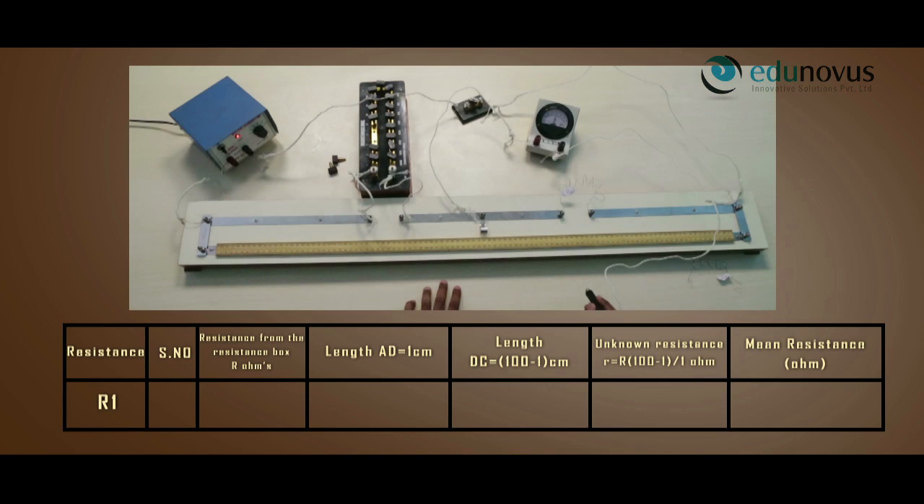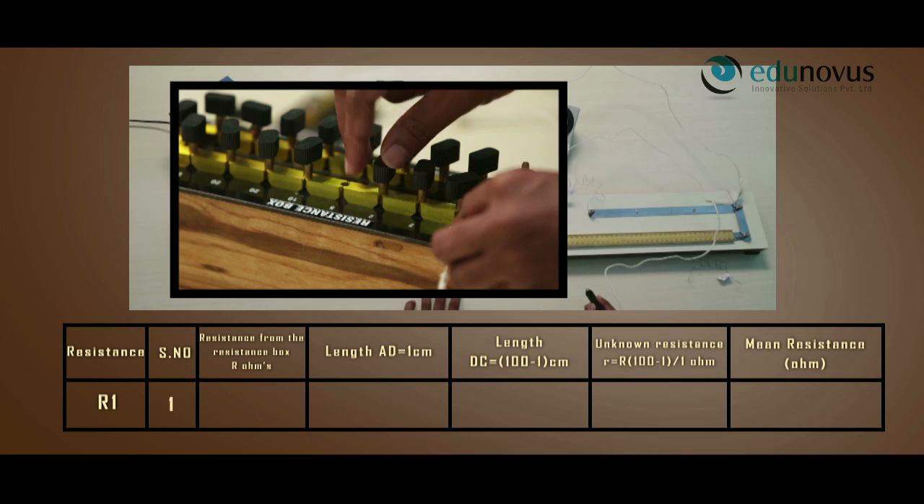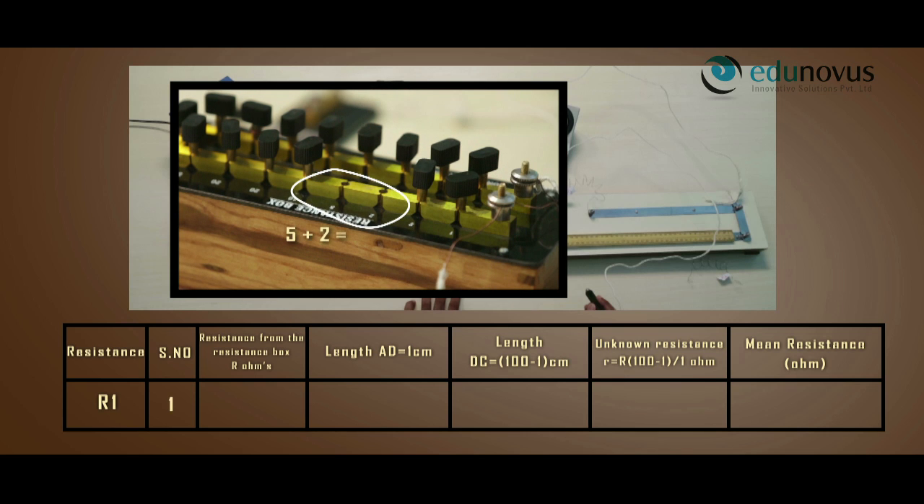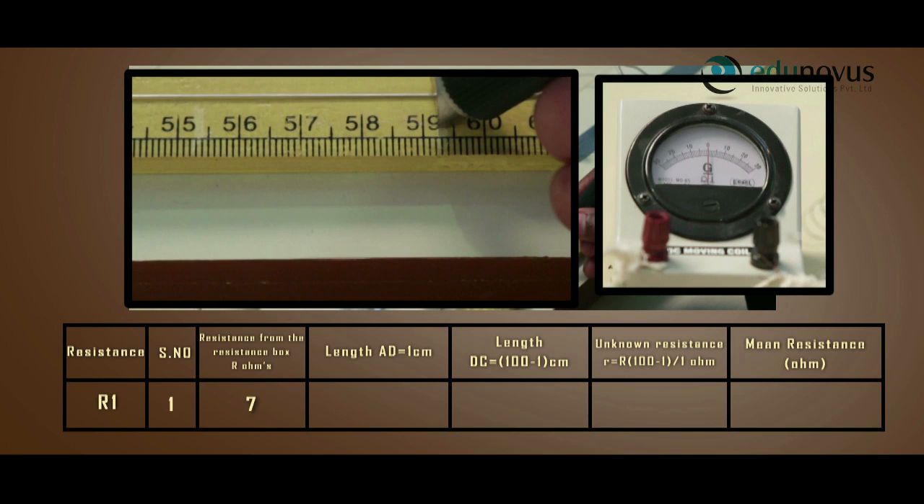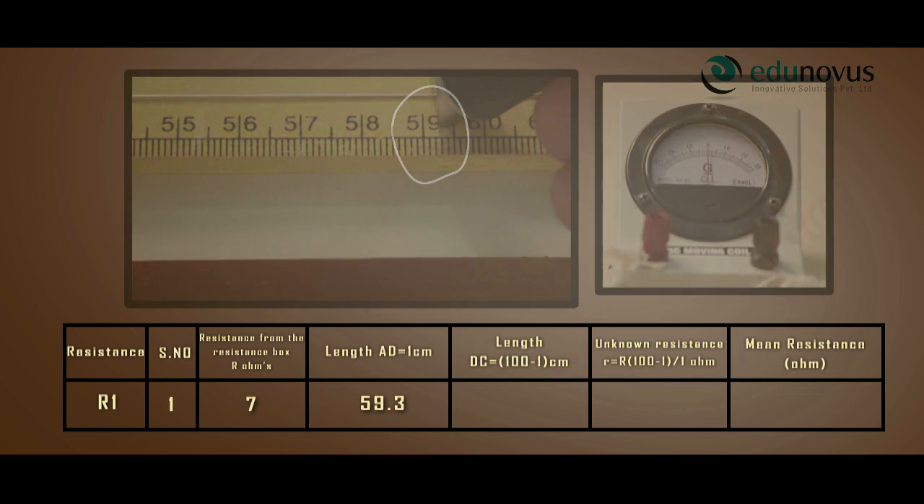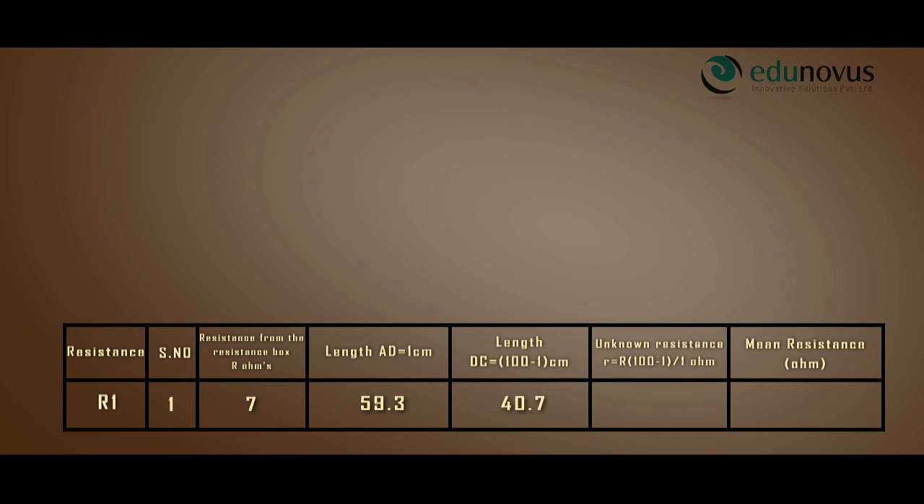Resistance wire R1 is connected in the right gap of the meter bridge. For a resistance of 7 ohm in the resistance box, the galvanometer shows null deflection when the jockey was at 59.3 centimeters. This length of the wire is the balancing length AD, L centimeters. Therefore, length DC is equal to 100 minus L centimeter, which is 100 minus 59.3 centimeters. Therefore, length DC is equal to 40.7 centimeters.